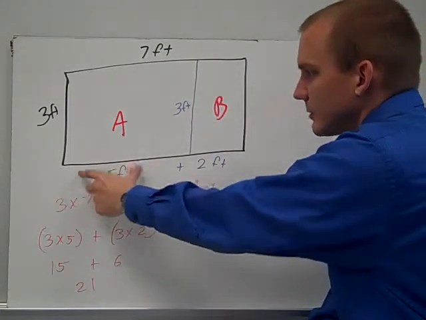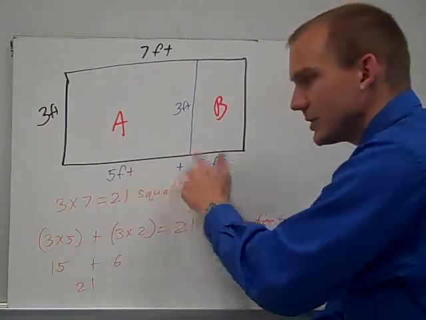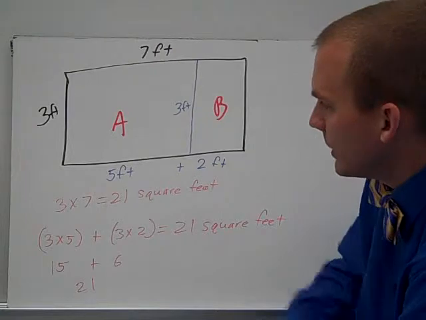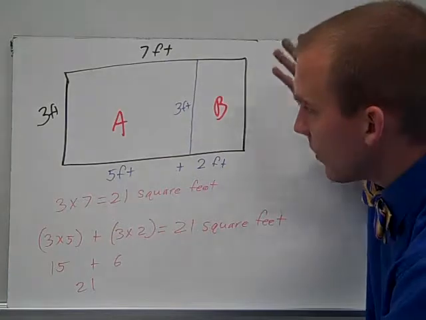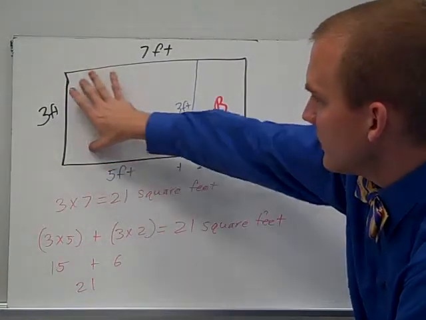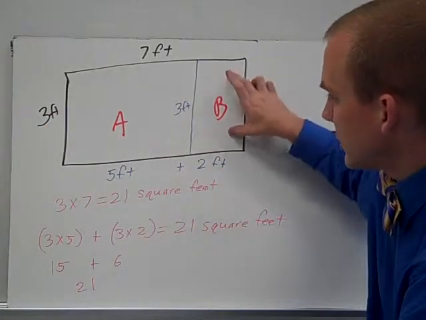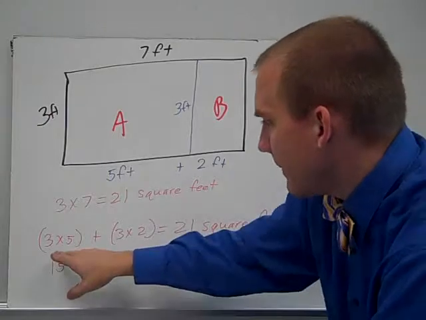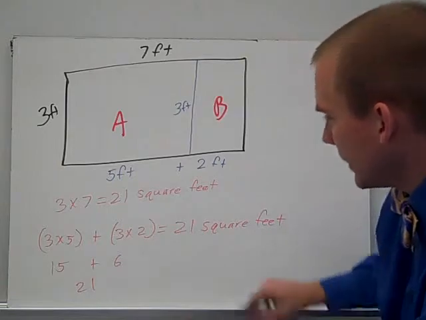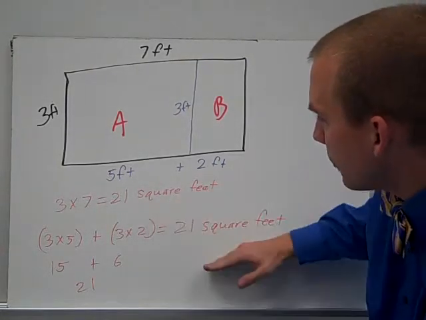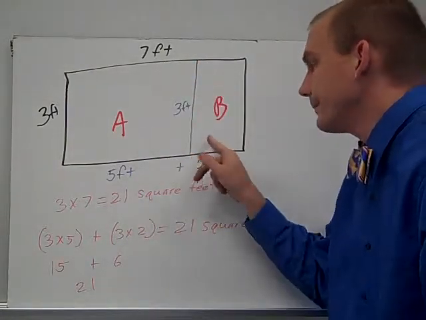I coincidentally did it to split the 7-foot side into a 5-foot piece and a 2-foot piece because 5 plus 2 is 7. So now I can do 3 times 7 equals 21 square feet to get the area. Or I could do 3 times 5, and that would give me the area of just rectangle A. And then I could do 3 times 2 and get just the area of rectangle B. At that point, 3 times 5 is 15, 3 times 2 is 6, 15 plus 6 is 21, so you've done 21 square feet both ways. You still get the total area, even if you draw the line down and break it up.